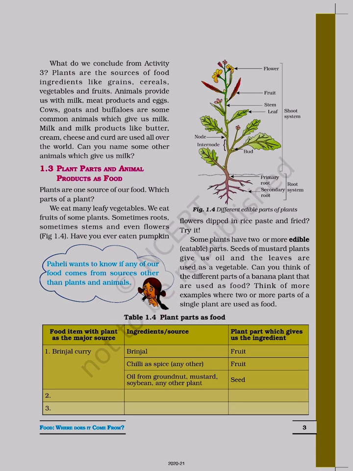Paheli wants to know if any of our food comes from sources other than plants and animals. Table 1.4. Plant parts as food. Food item with plant as the major source: brinjal curry. Ingredients and source: brinjal; chili as spice; oil from groundnut, mustard, soybean, or any other plant. Plant part which gives us the ingredient: brinjal, fruit; chili, fruit; oil, groundnut, mustard, seed.